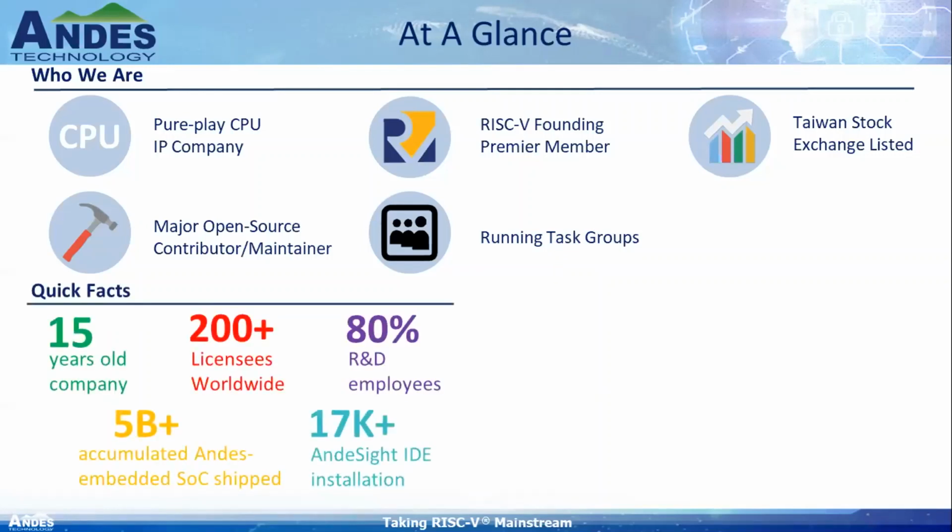Some quick facts about the company. So we are now 15 years old. We just had our birthday this February. Worldwide, we have over 200 licensees who are actively working with our cores. As I said before, we are a pure play CPU IP company. So over 80% of our employees are in R&D. And we have now, or our customers, I have to say, have now shipped over 5 billion devices with our cores embedded. Very proud, since 2018, each year we have 1 billion devices and above.